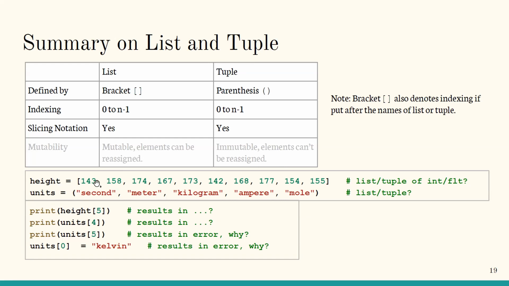So the first one, height. We have some numbers for height. So my question to you is, is this a list or tuple for height in here?